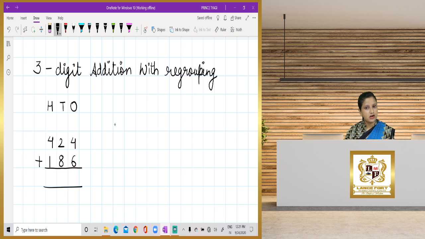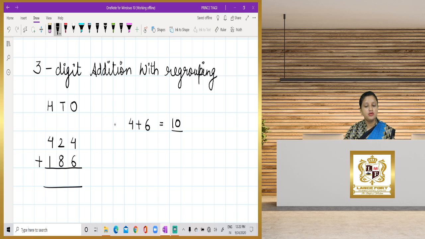We always start from the ones place. So here we have 4 plus 6. Adding both numbers, we get 10. Remember students, if the sum is more than 9, we regroup the number into ones and tens. But if the number is less than 10, we write the same number in the ones column. Here we have the number 10.